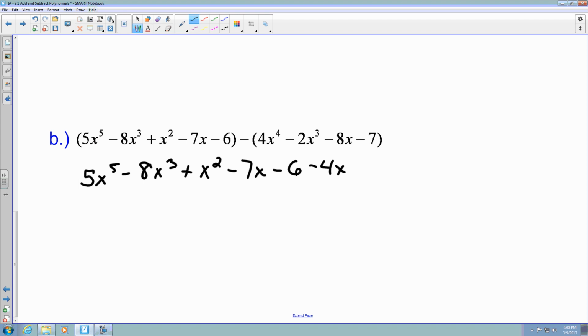I got a minus 2x cubed. That's going to be plus 2x cubed. I got a minus 8x. It's going to be a plus 8x. I got a minus 7. It's going to be a plus 7. And now I'm going to combine like terms.